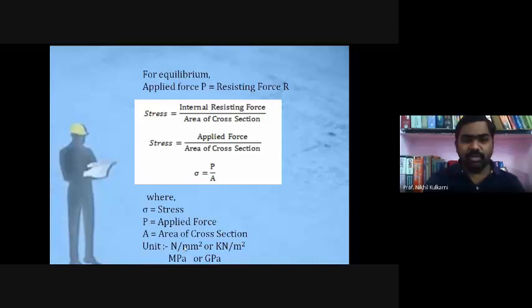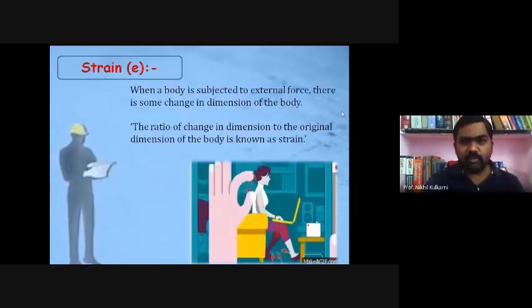Its unit was Newton per mm square or kilonewton per meter square. The load unit was Newton or kilonewton, and the area unit was taken as mm square or meter square, or centimeter square, anywhere. But if we take it as Newton per mm square, then we treat it as megapascal, MPa. And if we go for kilonewton per meter square, then we take it as gigapascal. Okay, so once we have learned the stress, we will need to go for the strain.